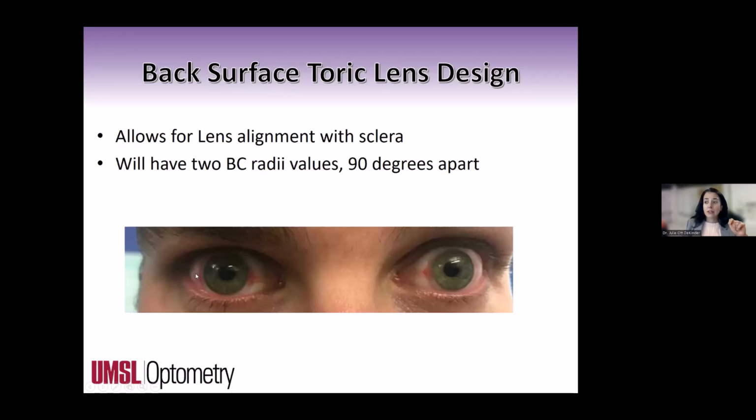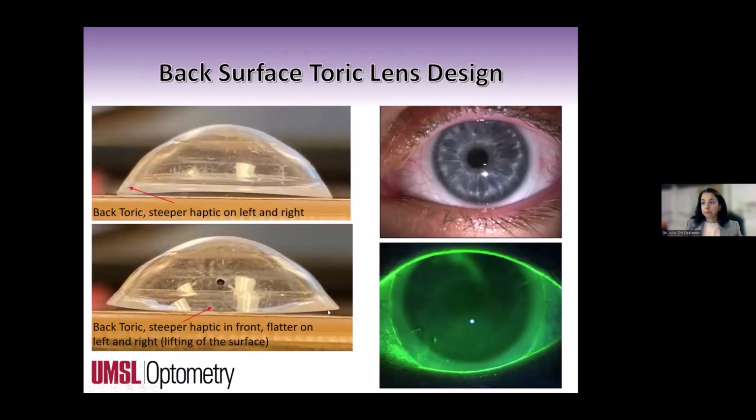And so to alleviate this redness here, I'm not going to flatten this. I'm actually going to steepen the other meridian, because I want to increase the pressure here, because then it's going to lift up on that horizontal, and then we're going to have a better aligned lens. Okay. And I'm going to do that every single time.